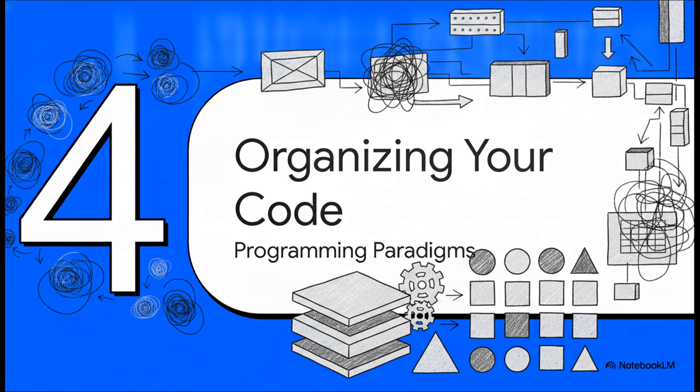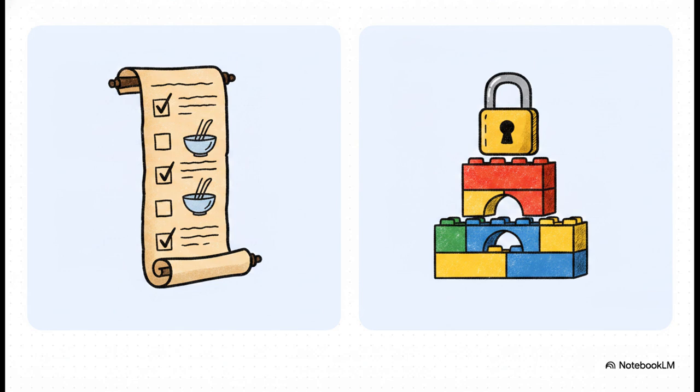Section 4, organizing your code, programming paradigms. So, it's one thing to write a few loops and conditionals, but modern applications have literally millions of lines of code. How do developers prevent massive projects from turning into an absolute tangled mess of chaos? They use programming paradigms. The two biggest philosophies here are procedural programming and object-oriented programming.